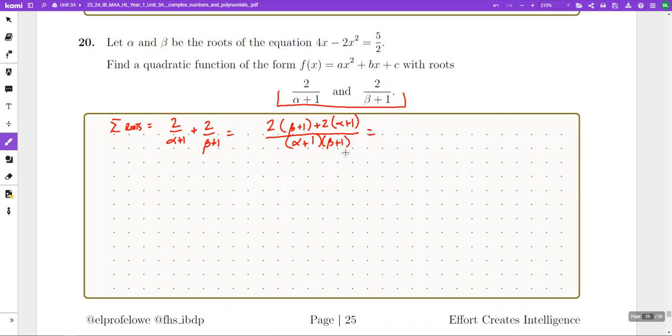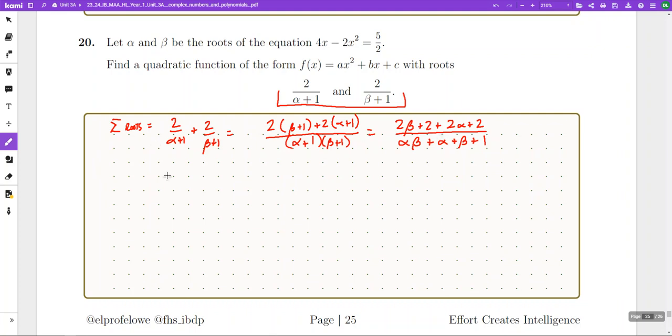Okay. If I look at what I have going on here, I can go ahead and multiply some things out, and I've got 2 beta plus 2 plus 2 alpha plus 2 all over alpha times beta plus alpha plus beta plus 1. Now, why is this useful for us?